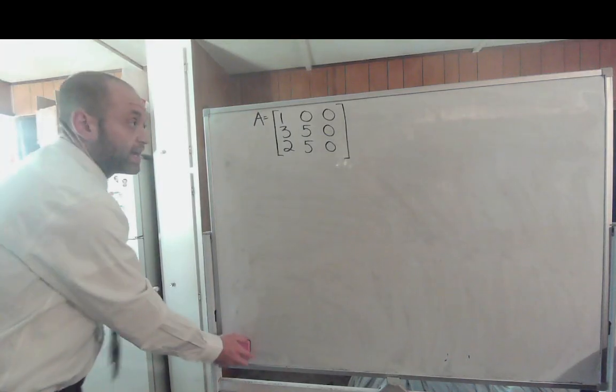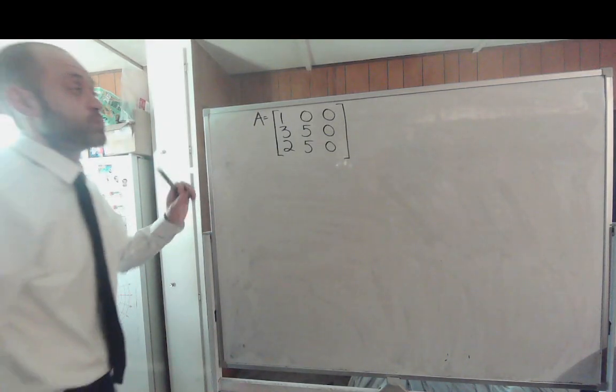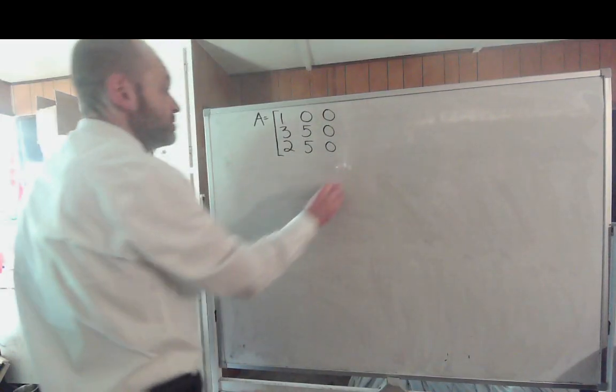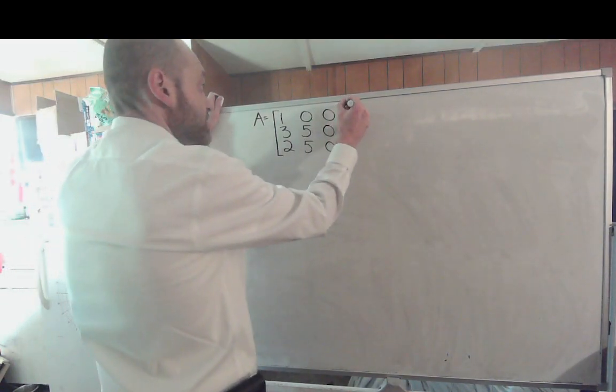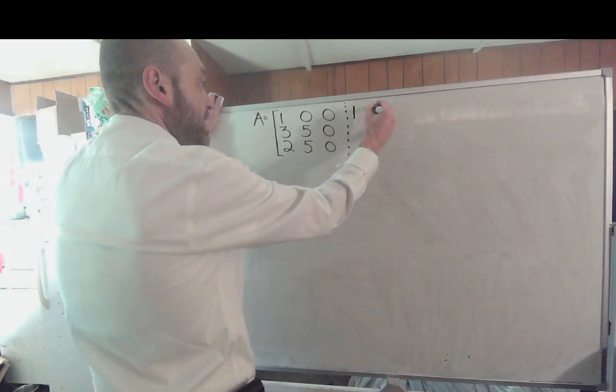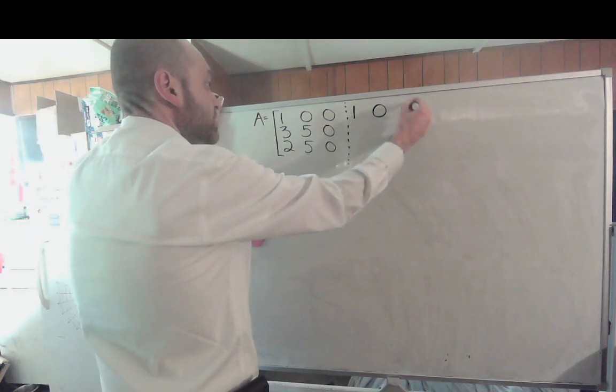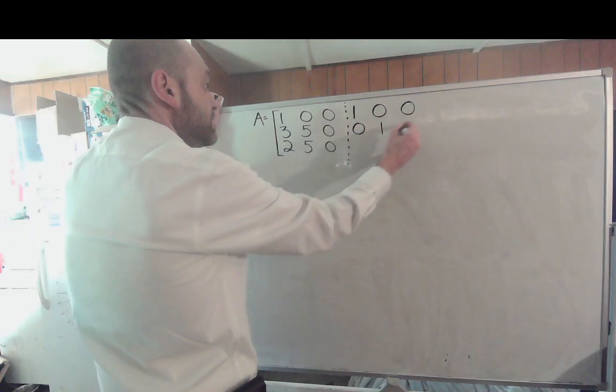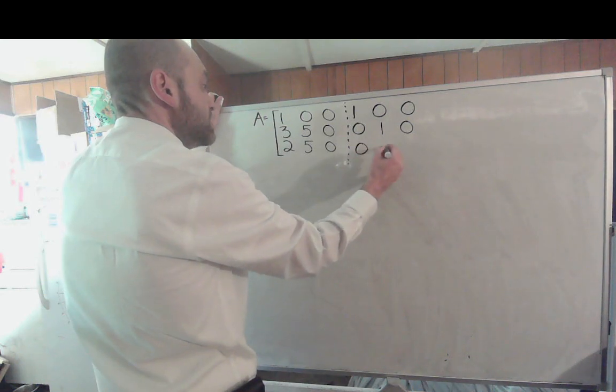Alright, so first thing, if we want to have a shot at finding the inverse, we need to set this up as an augmented matrix with the identity matrix on the right hand side. So the identity matrix for a 3 by 3 is 1, 0, 0, 0, 1, 0, 0, 0, 1.